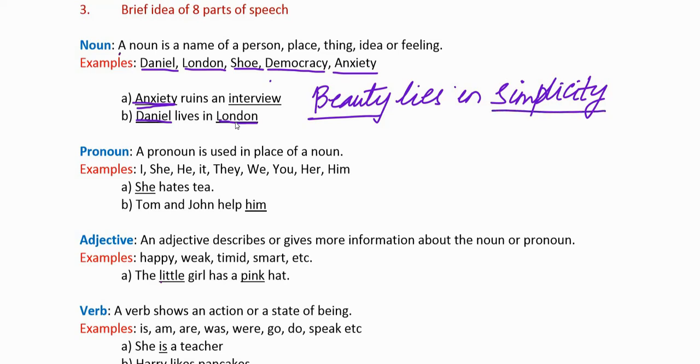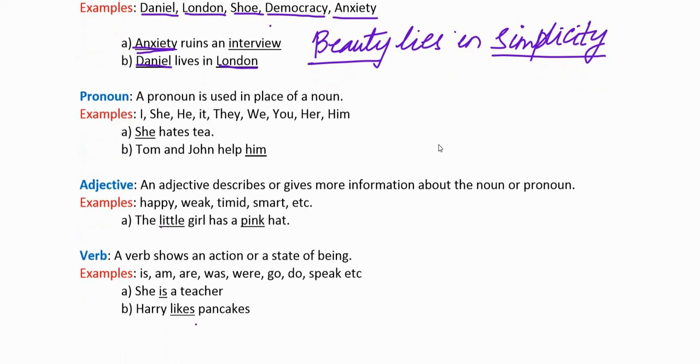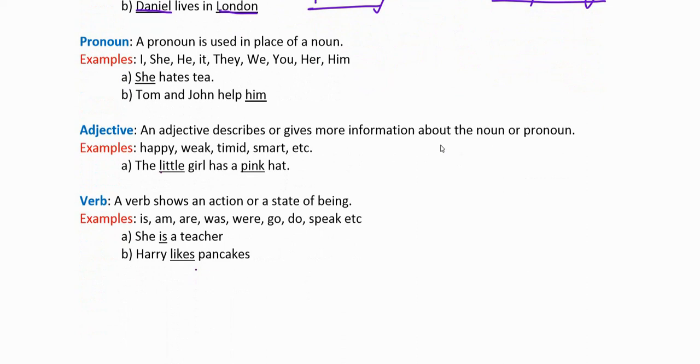Why are they nouns? Because beauty and simplicity are intangible. You cannot touch or see them. You can just feel. Okay? Beauty and simplicity are ideas. I hope you understood what a noun is. Now, let us move on to the next part of speech, that is pronoun.